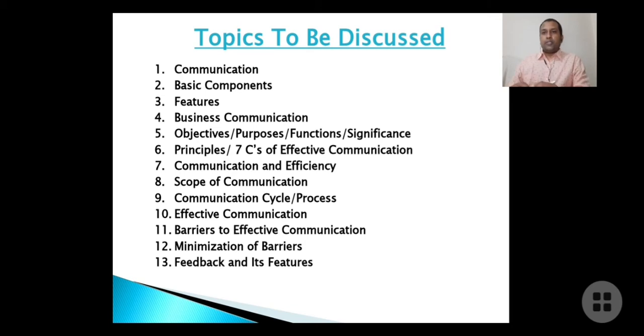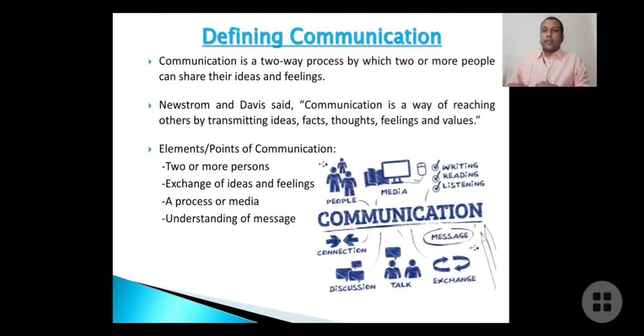The topics to be discussed today are communication, basic components, features of communication, business communication, objectives, principles, communication and efficiency, scope, cycle, effective communication, barriers to effective communication and the solutions to the barriers, and finally the feedback and its features. Next, defining communication.